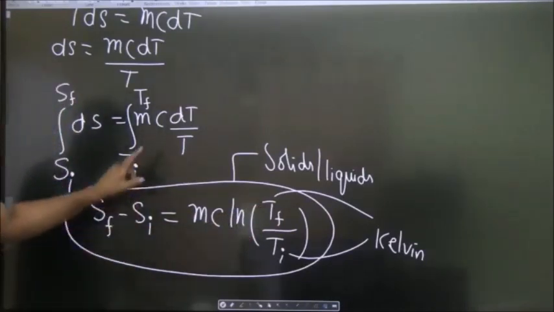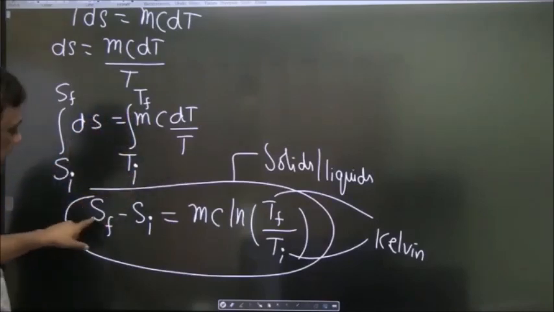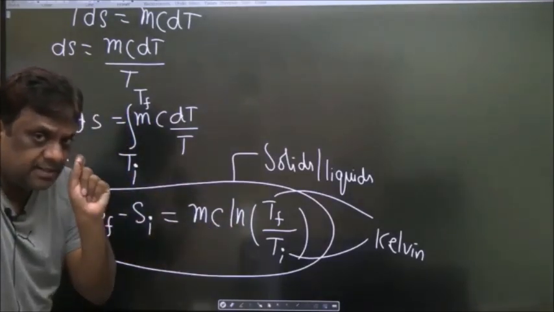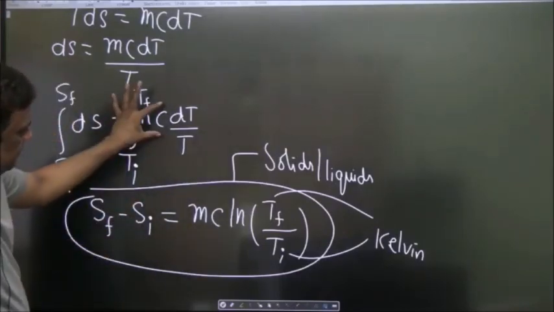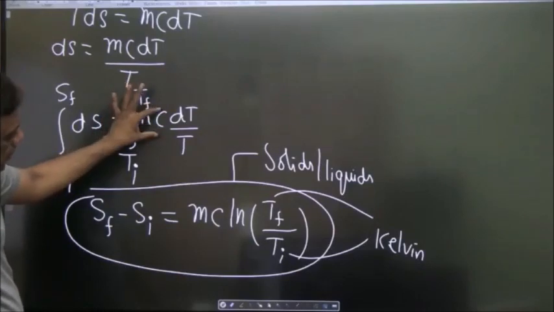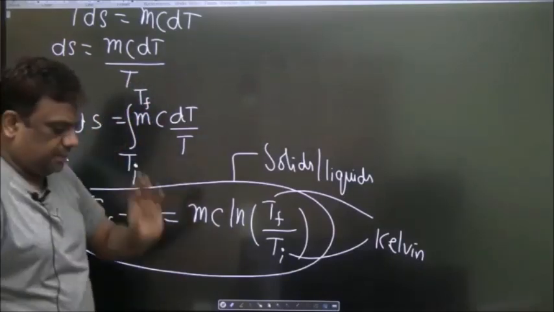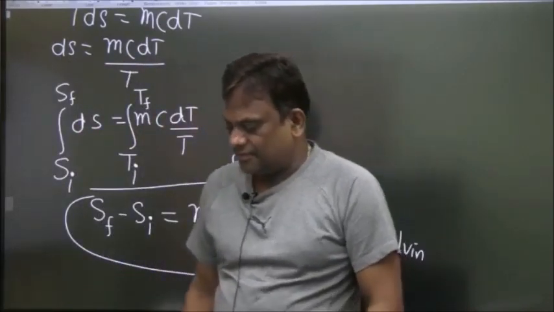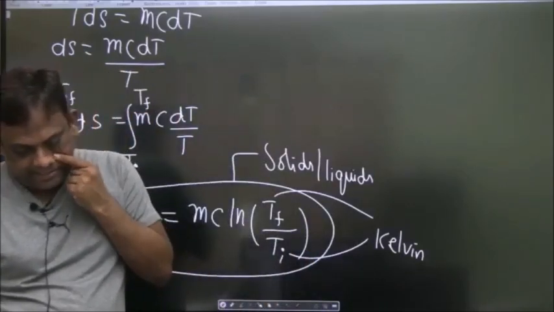Sometimes he will give you specific heat as a function of temperature, and some students blindly remember this equation. This equation is derived by taking specific heat constant, which is not varying with temperature. But if C is a function of temperature, then you cannot take it out. Put that as a function of temperature and integrate this equation. Very good, my dear students. Absolutely fine. Now we have found the entropy change for solids, liquids and gases.